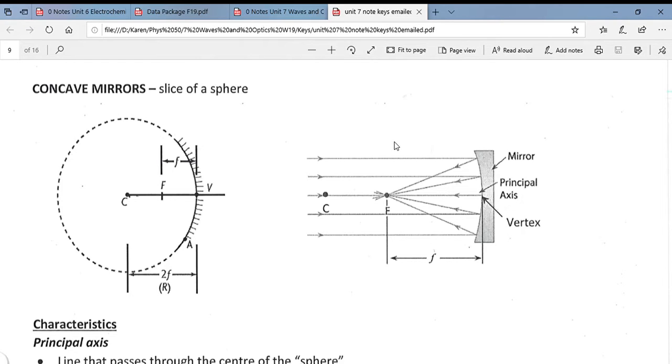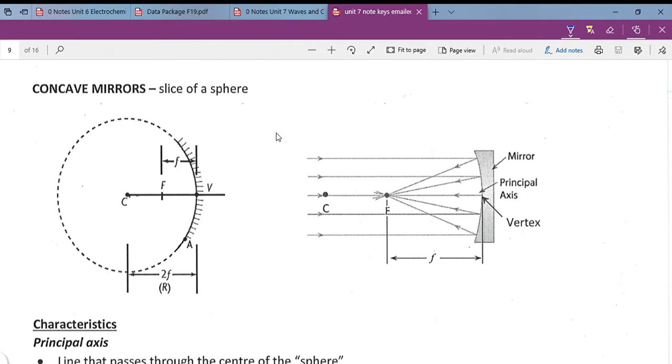So if you've got a giant sphere like this picture on the left, we are just going to take a slice of it. So there's my marker. We're going to take this slice of it and turn it into a mirror. So this is that section, which is a slice of my sphere. And what we're going to be looking at is a couple things.